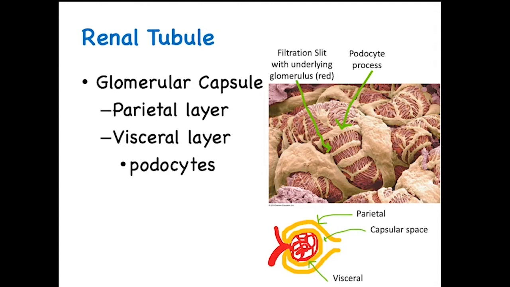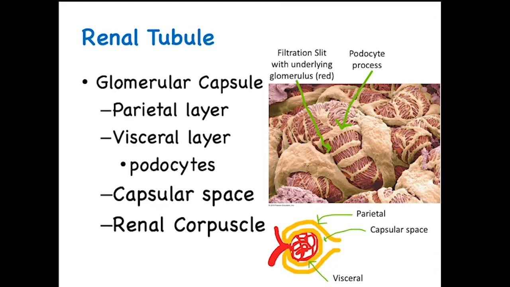The space between the parietal and the visceral layers is called the capsular space, and it contains filtrate. This is the protein-free plasma that has been filtered out of the glomerulus. The glomerulus and the glomerular capsule collectively are called the renal corpuscle.